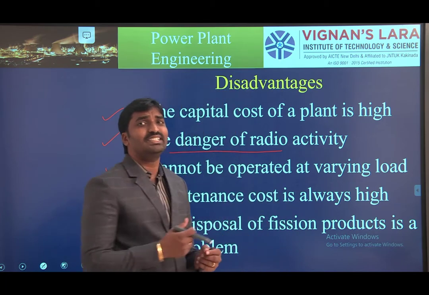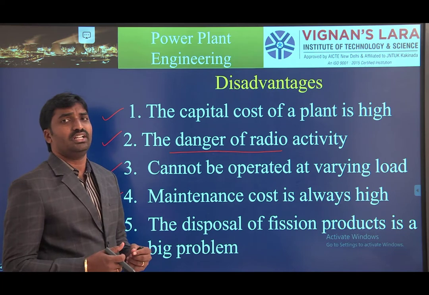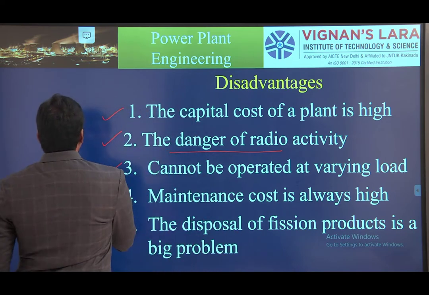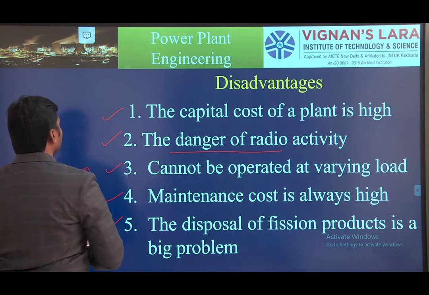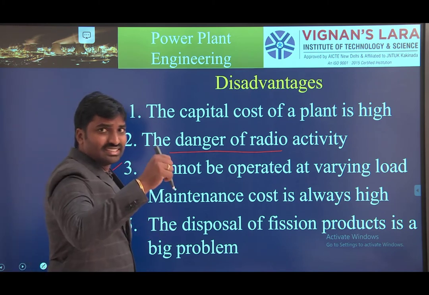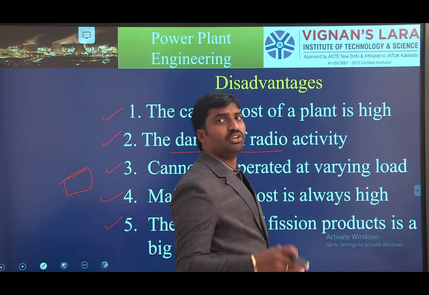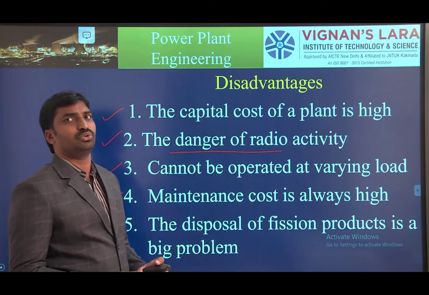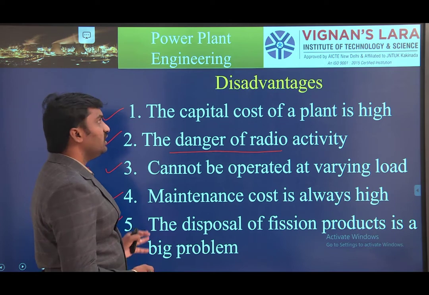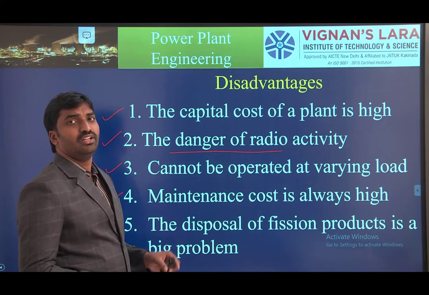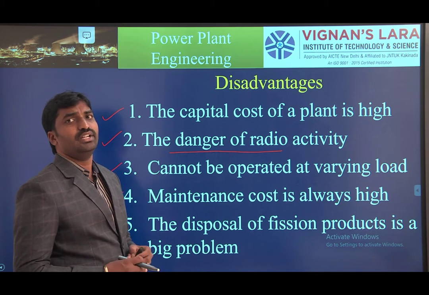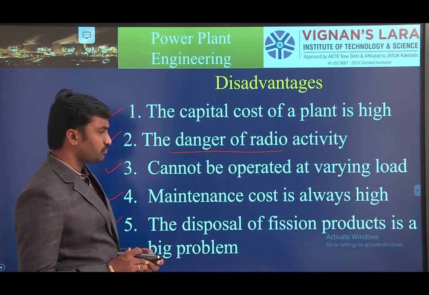For the disposal process, generally they take fully covered boxes, and those covered boxes are disposed of at sea, 1 or 2 kilometers down, to save that waste also. So that is very difficult in nuclear power stations. These are the main advantages and disadvantages of nuclear power stations.